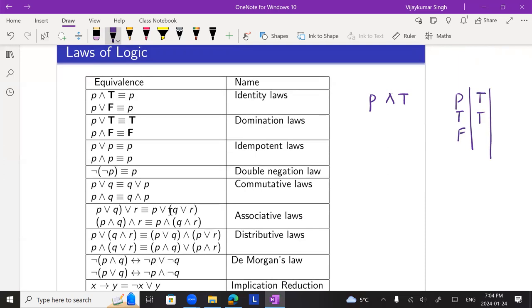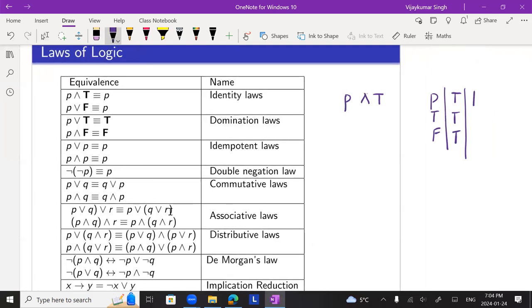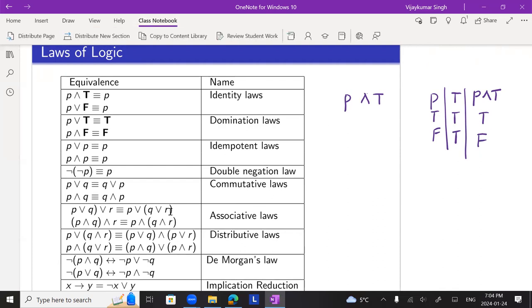What is the value for true? Both truths, right? So P and truth will have what? In this case, we'll have truth. And in this case, we have what? False. So you see that they are exactly the same statement.